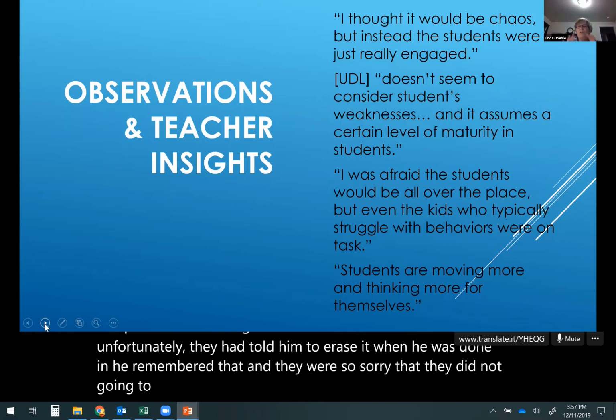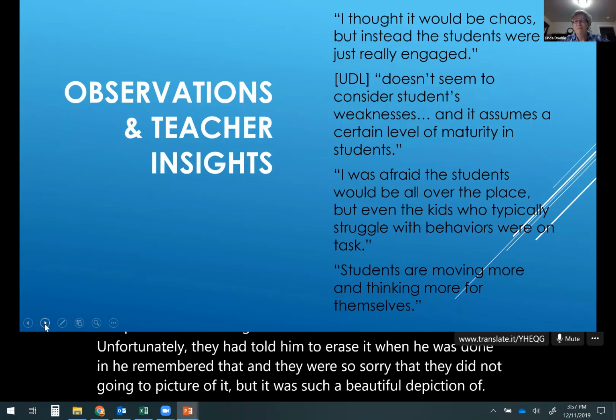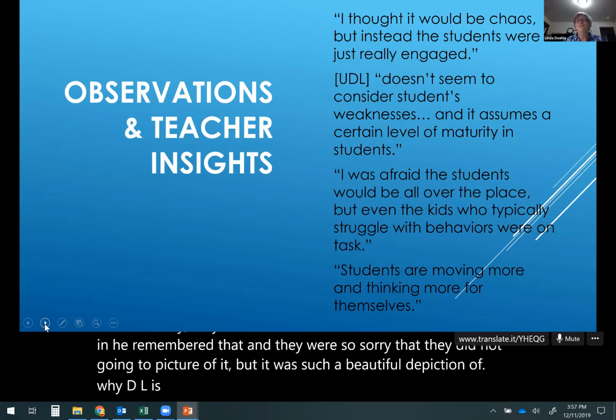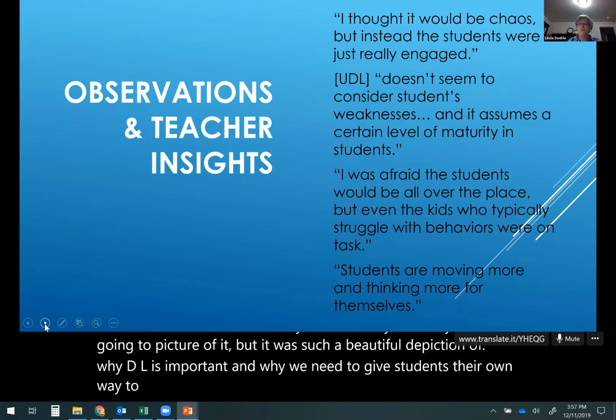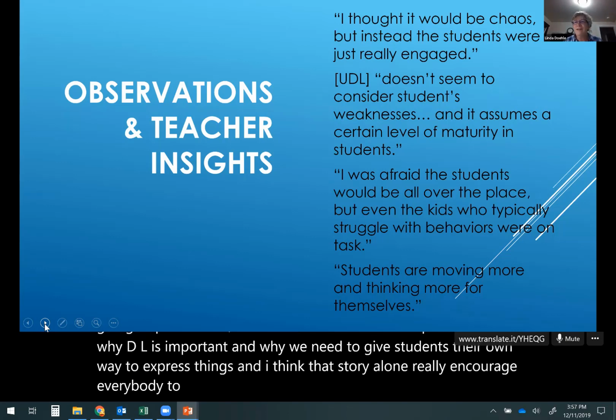But it was such a beautiful depiction of why UDL is important and why we need to give students their own way to express things. And I think that story alone really encouraged everybody to keep going. Don't you think, Cindy, that was one of them?